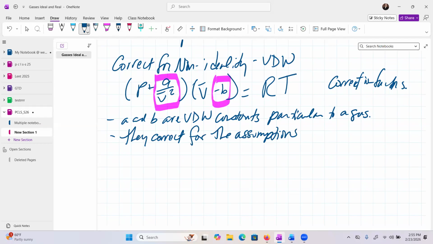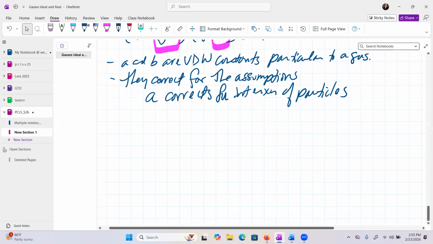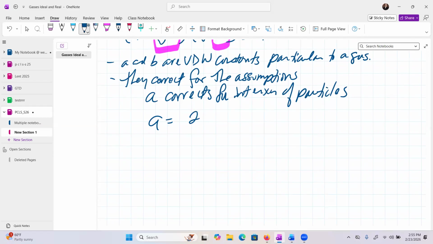A corrects for the interaction of particles. And B is going to also correct. So let me just tell you a little bit about A. A is actually defined with an equation: 2 pi Avogadro's number squared C sub 6 over 3 sigma cubed. All right, so there are a few things in here you may not know what they mean.